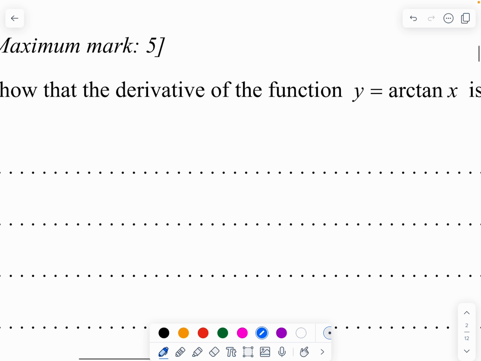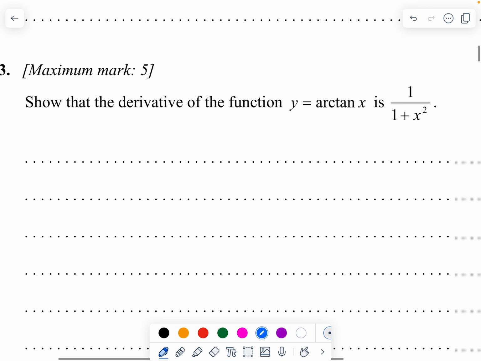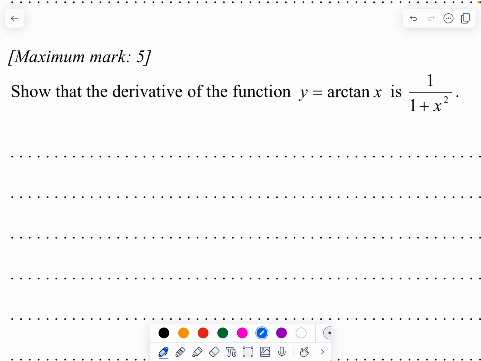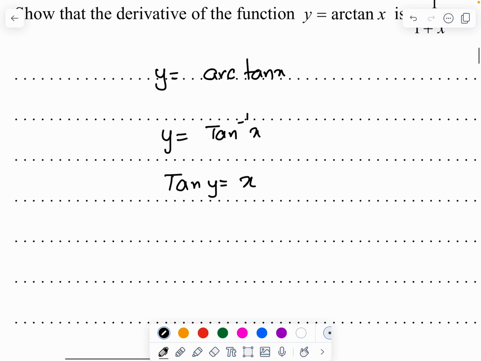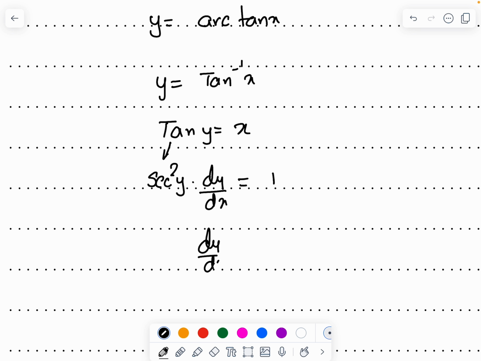Show that the derivative of the function y equal to arc tan x is 1 upon 1 plus x square. So what am I going to do for that one? Y equals arc tan x means y equals tan inverse of x, means tan y equals x. Differentiating on both sides, tan y derivative is secant square y times dy by dx, and x derivative is 1. So dy by dx equals 1 upon secant square y.